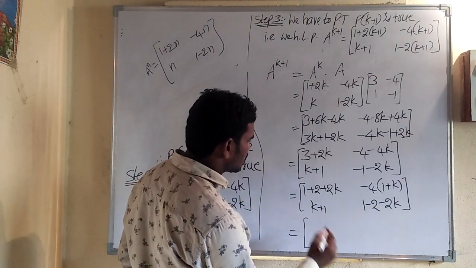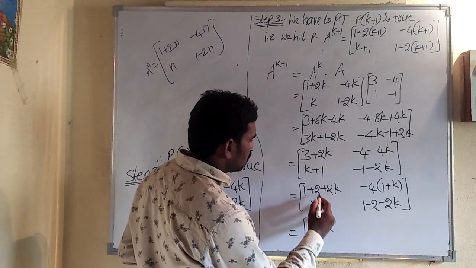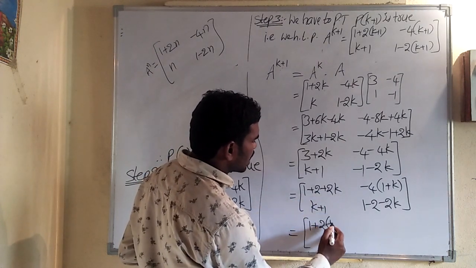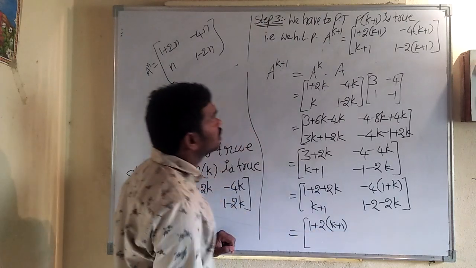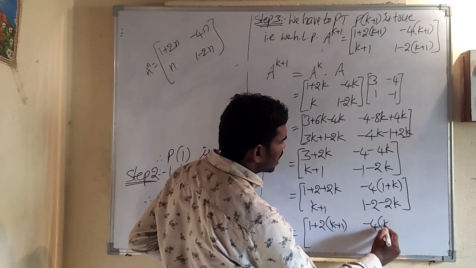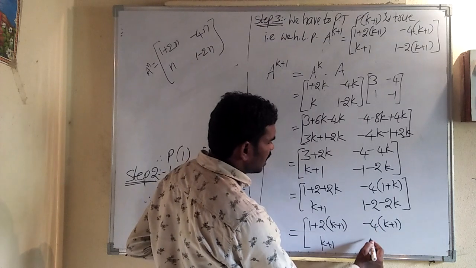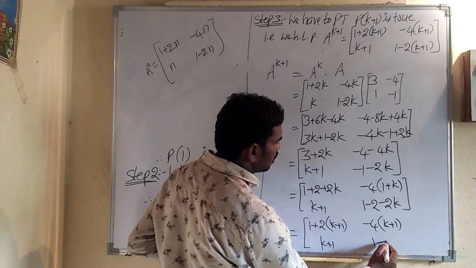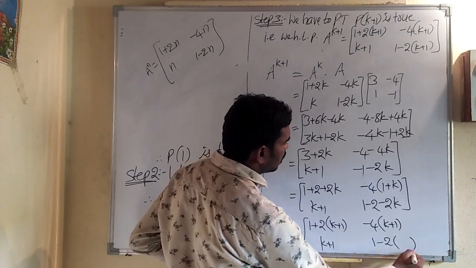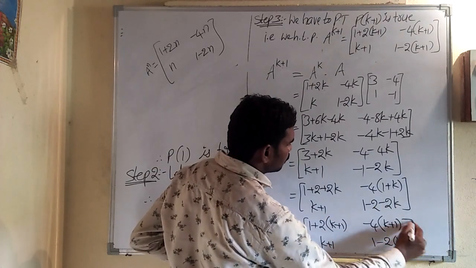Now, the last step. In this, take 2 out common. 2 into 1, 2 into k: 1 plus k or k plus 1. And here we got it already. First write down k, after 1. And k plus 1 is this only. And 1 as it is. And take minus 2 common. 2 into 1, 2 into k. So you will get k plus 1.